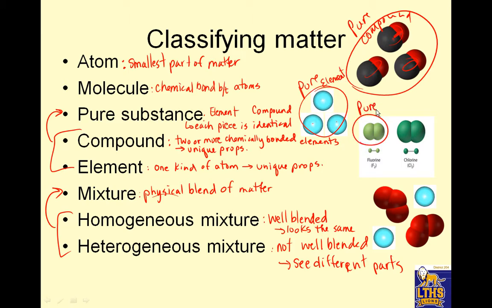Okay, what about this? This is pure. Each atom is the same, so this is an element. But you're saying to yourself, it's a molecule. It is a molecule. Those are bonded, but this atom's the same as that atom, so it's a pure element. This is also a pure element. Okay, this is a mixture. How do I know it's a mixture? Because this piece is different than that piece. There's different kinds of pieces in it.